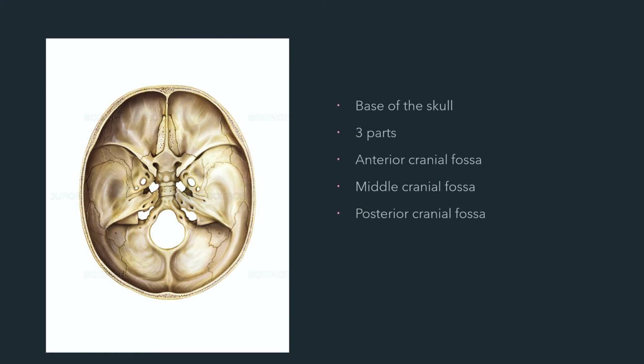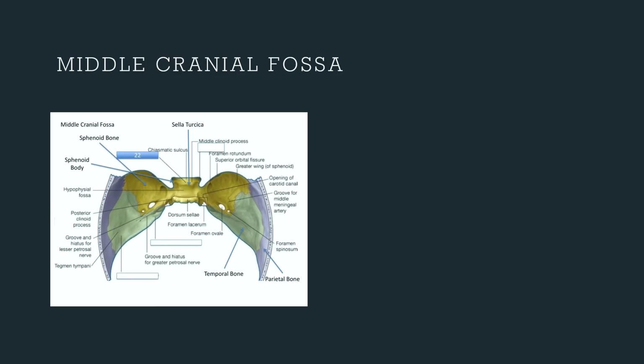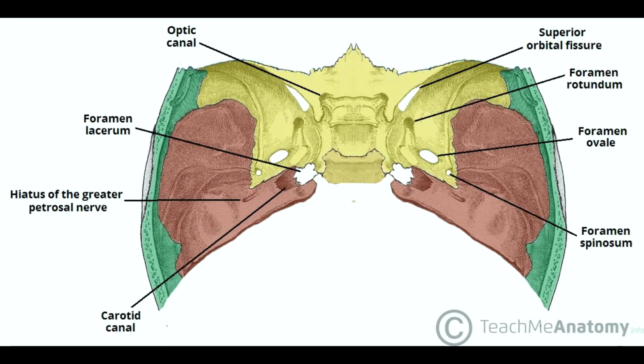So what can we see on the anterior cranial fossa? The next part of the base of the skull is the middle cranial fossa. It is located, as its name suggests, centrally on the cranial floor. It is said to be butterfly shaped, with the middle part accommodating the pituitary gland and two lateral parts accommodating the temporal lobes of the brain.